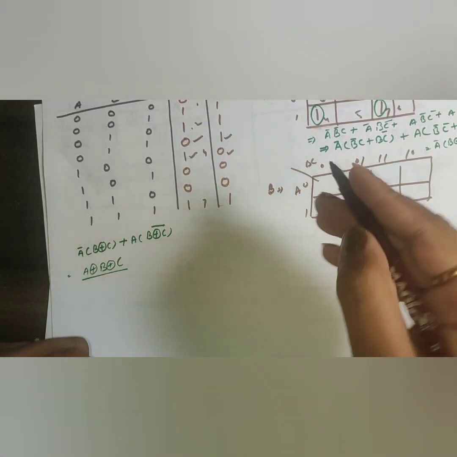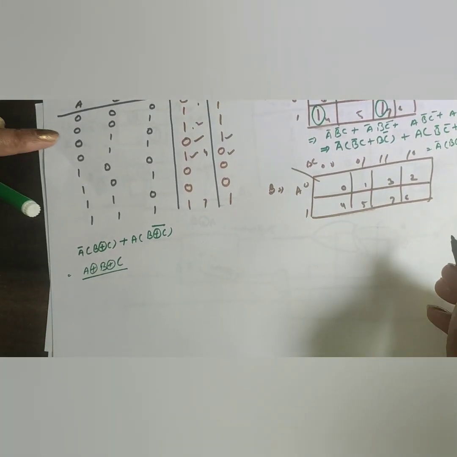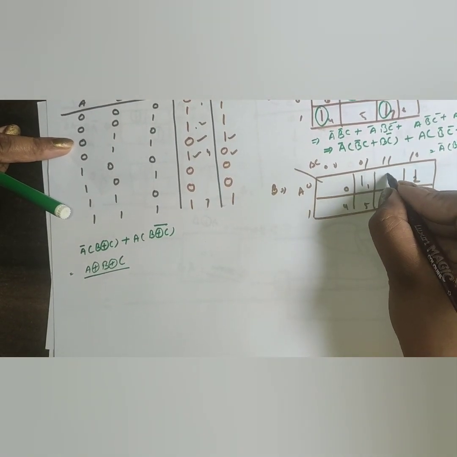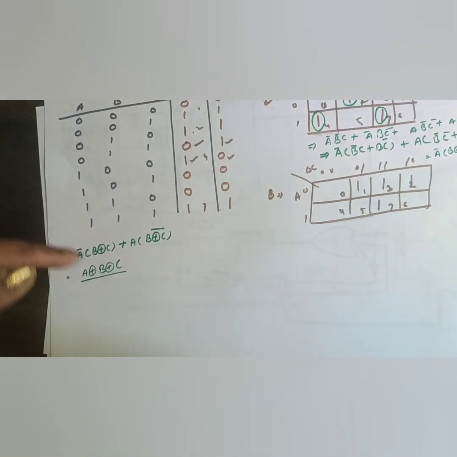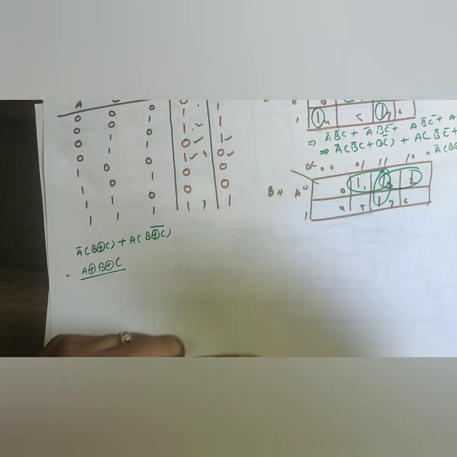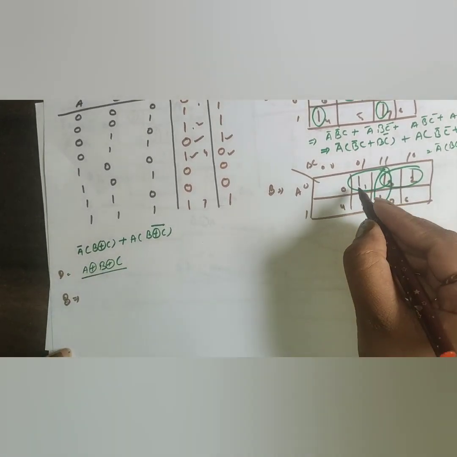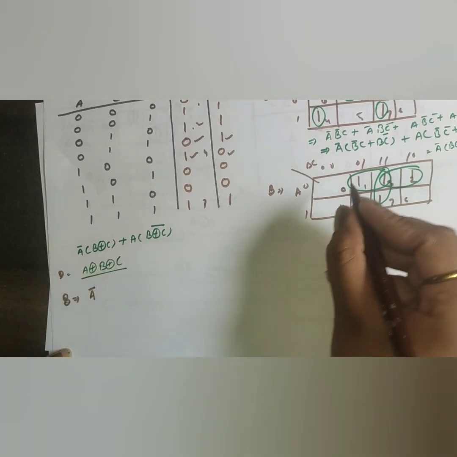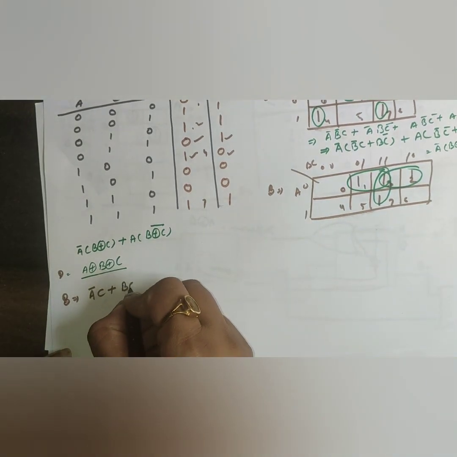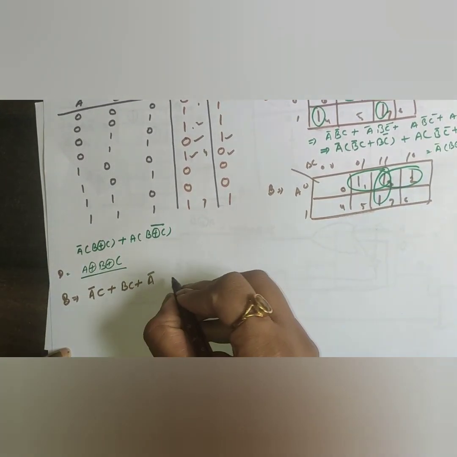Now I will explain the borrow. The K-map cells are 0 to 7. Here we take only the positions where borrow is 1, that is 1, 2, 3 and 7. So we make groupings like this. The equation of borrow is: for this group, A bar and C; plus for this group A is eliminated and only B C is there; plus for this group, A bar and only B is there.